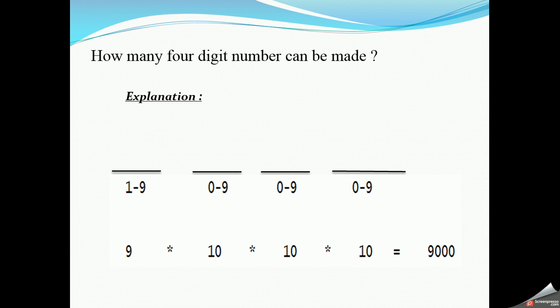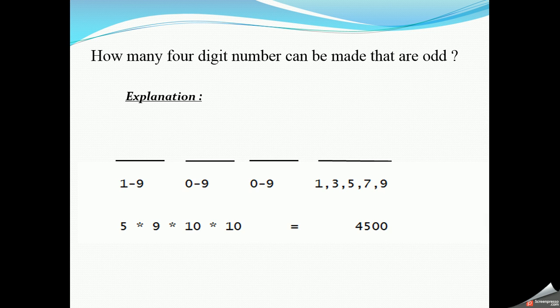Moving towards the next problem: how many 4-digit numbers can be formed? While solving this type of problem, the first digit can never be 0; it is a number in the range of 1 to 9. That's why we select 9. The rest of the digits are in the range of 0 to 9, so it might be 0, 1, 2, 3 or any. That's why we take 9 multiplied by 10 multiplied by 10 multiplied by 10, and the overall calculation is 900. So the number of 4-digit numbers is 900.